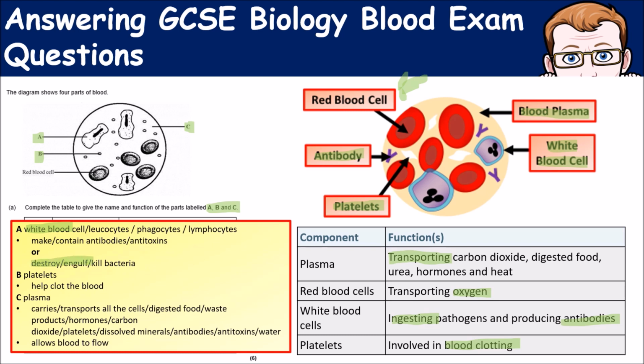Part B are platelets. We know that platelets help clot the blood. Part C is just plasma, and we know that plasma carries and transports all manner of things around the body.